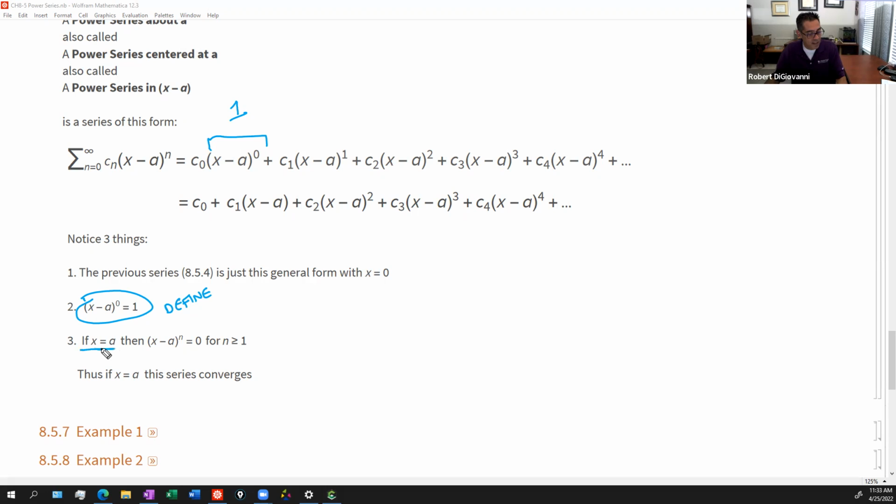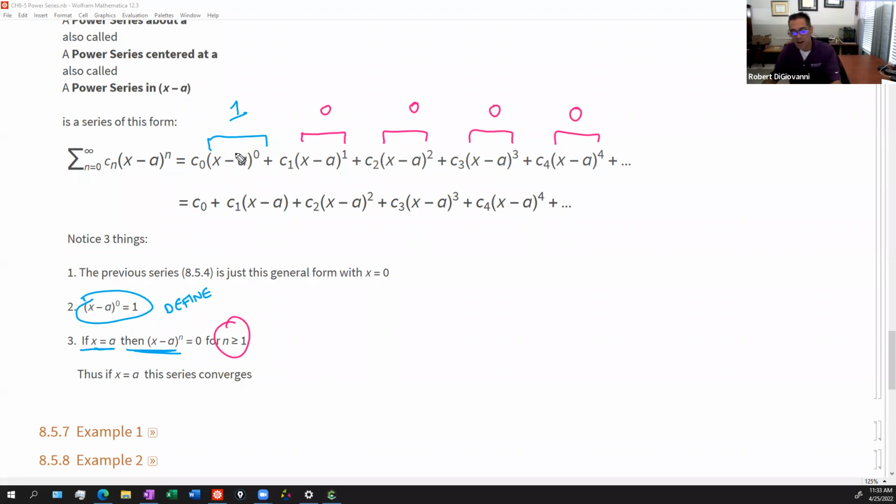Now, if x equals a, then all of these guys, which I'll do in a different color, would be zeros, wouldn't they? If x was a, then every single one of these would be zeros, so long as my n is bigger than or equal to 1. I'm not looking at that first one because that's going to cause an issue unless I define that to be 1.